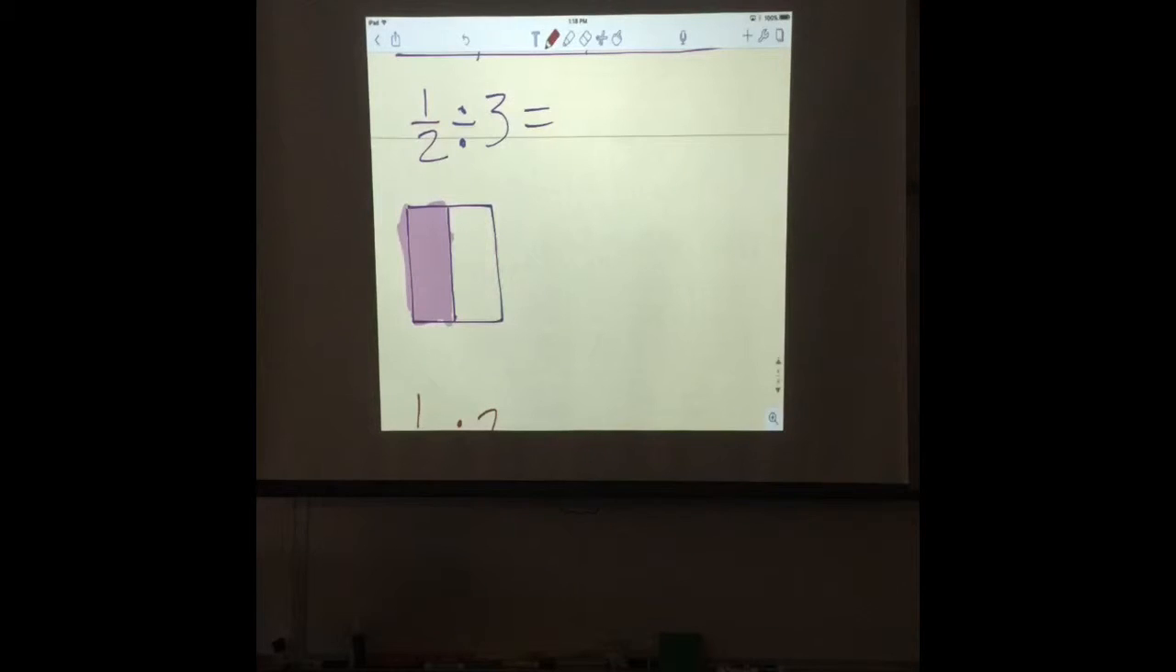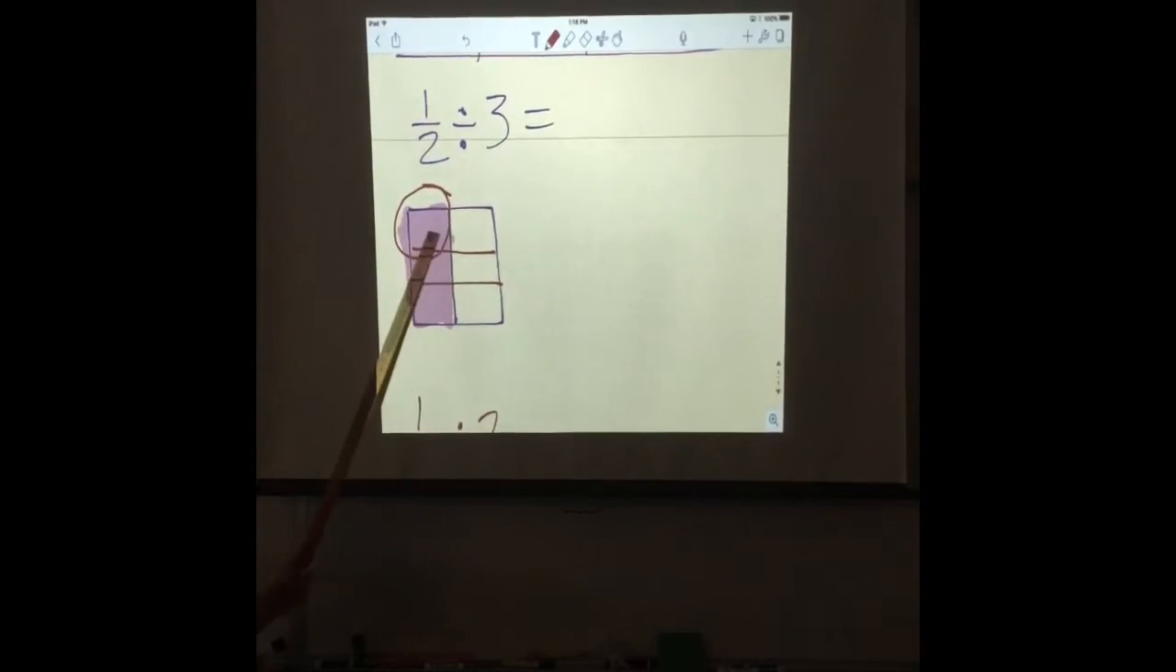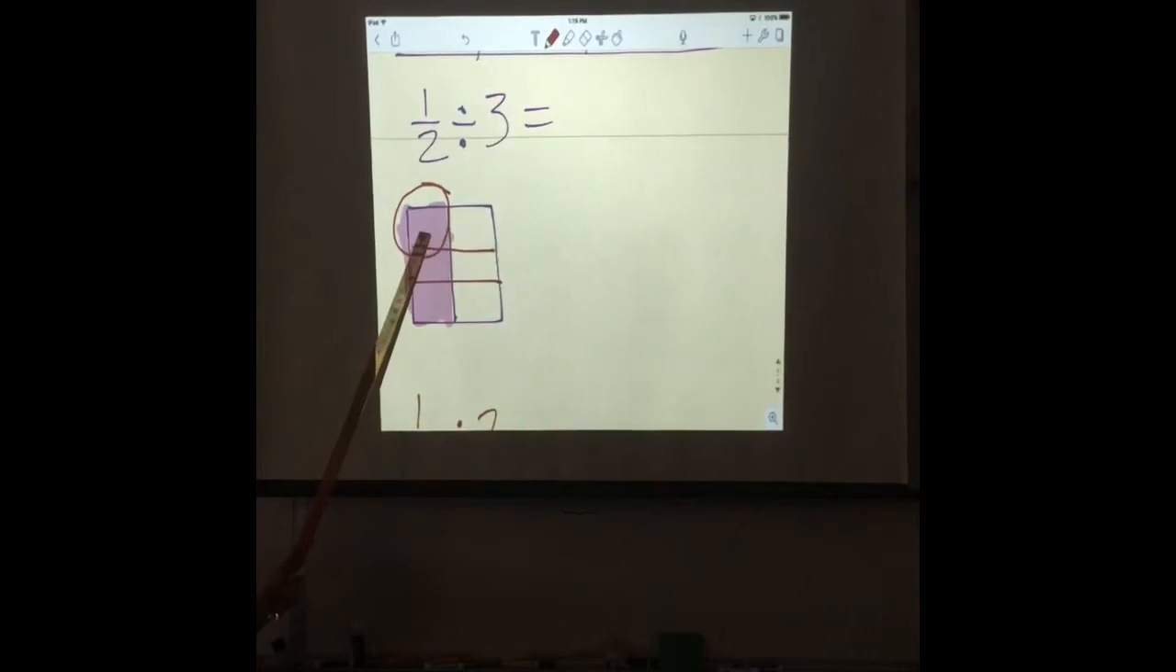What does that mean? Well, we're going to draw 3 lines across it like this. And since we are talking about a half, here's our half. And when we're talking about dividing it by 3, we're really interested in just this one right here. That's all we're asking about, because this is our third. Okay? So this is our third. So we want to know what this one purple square is for it.